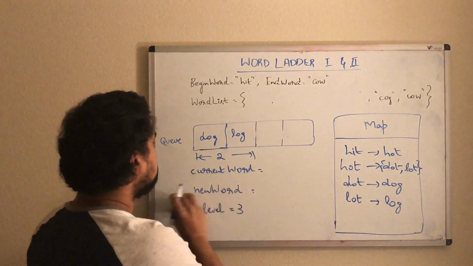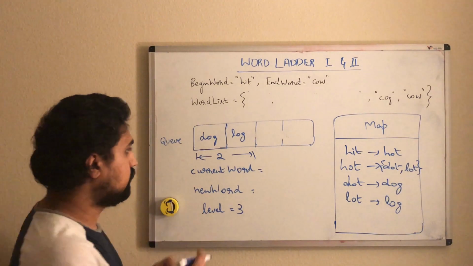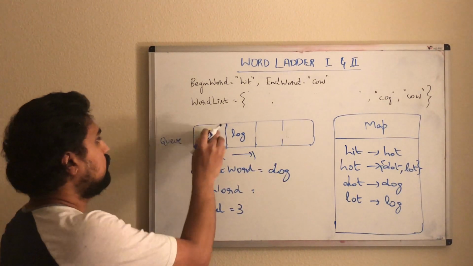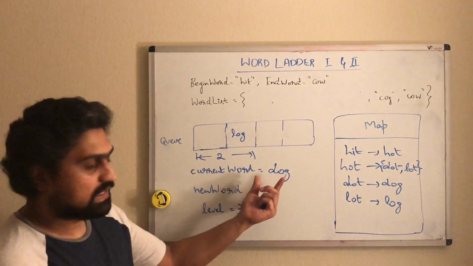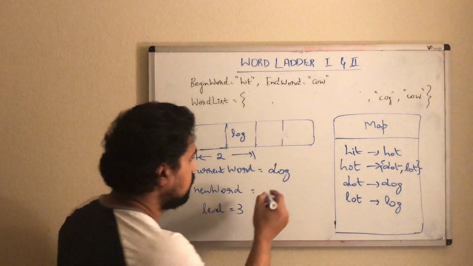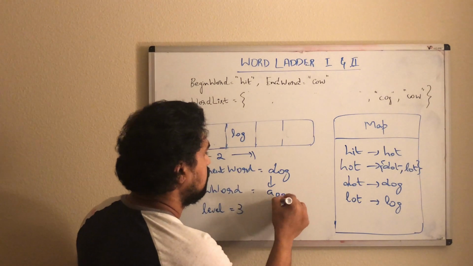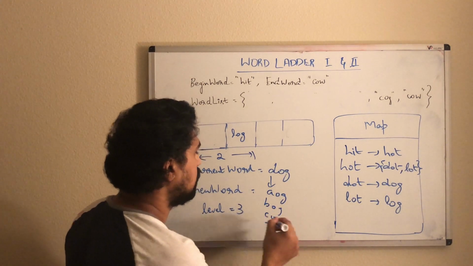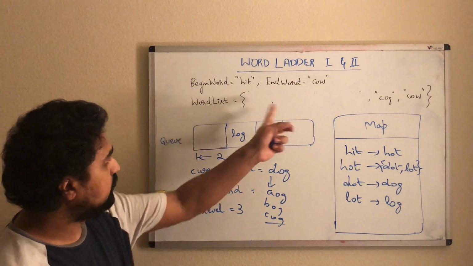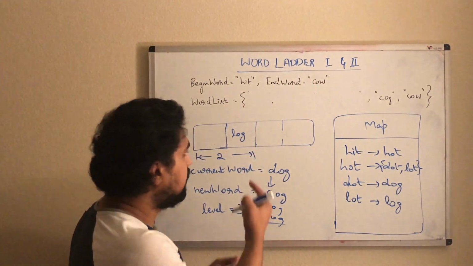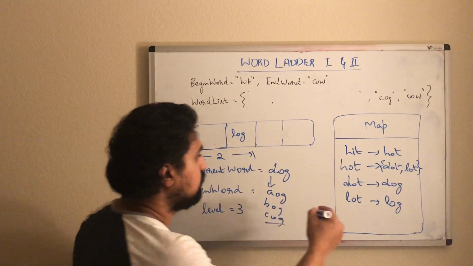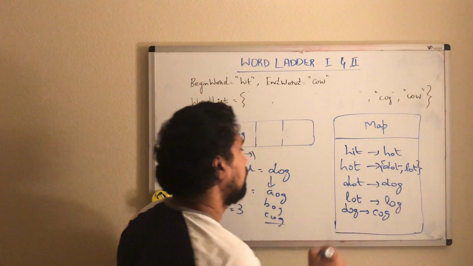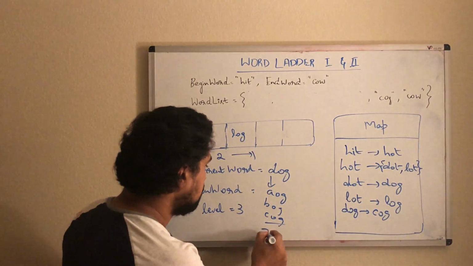Let's remove this. Now let's pull the word dog from the queue. Okay, we'll remove it. Now we shall start replacing the characters, first character, so AOG, BOG, and then we'll find COG. So COG belongs to this word list, right? So we shall create a mapping between dog and COG. Okay, now we can continue this until ZOG.